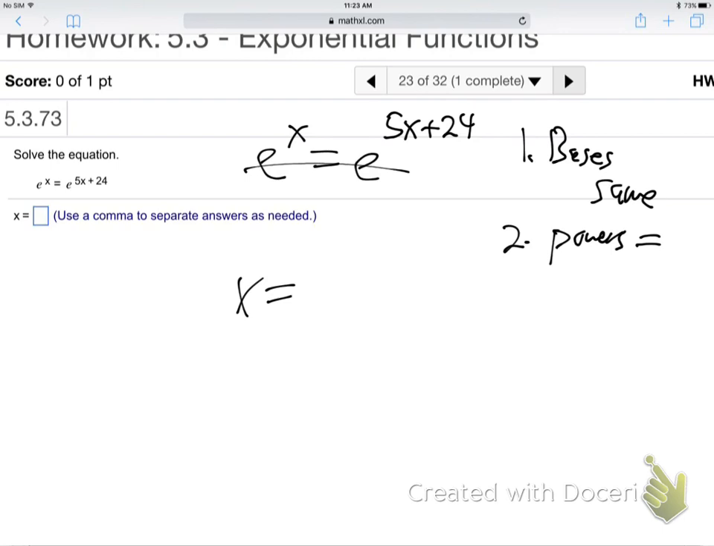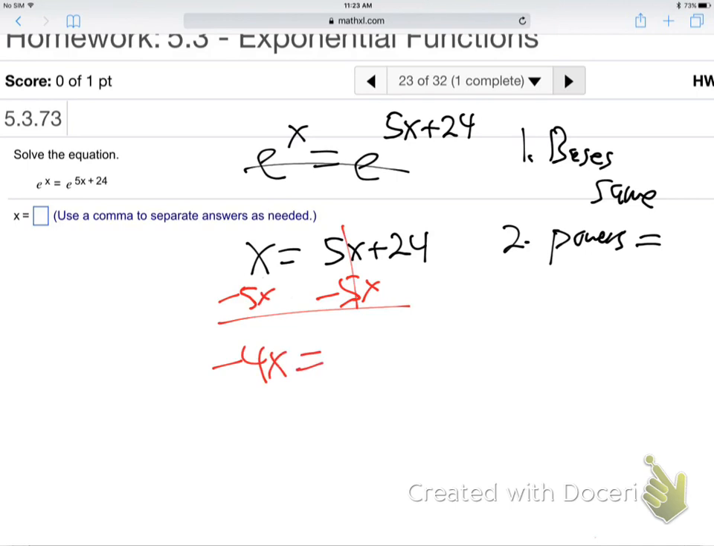So you set x equal to 5x plus 24. Set the powers equal. Is that good? And then you just solve for x. Subtract 5x from both sides. That would be minus 4x is 24. Last step, divide by minus 4, so x is minus 6. We good? Questions on that one? So e's nothing special.